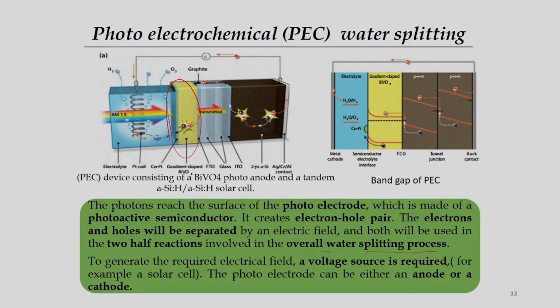Okay? To generate the required electrical field, a voltage source is required, and this voltage source is nothing but solar PV energy. The photoelectrode can be either an anode or a cathode, okay, which is shown here. Okay. So this is about band gap of this photoelectrochemical water splitting process. Okay. So you can see the band gap of different level.